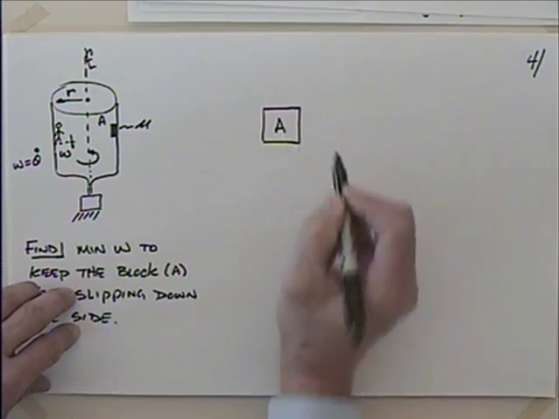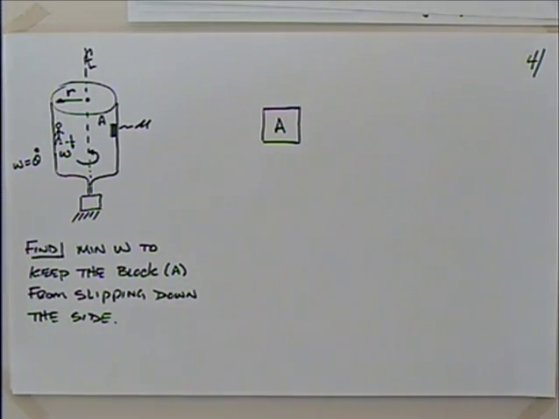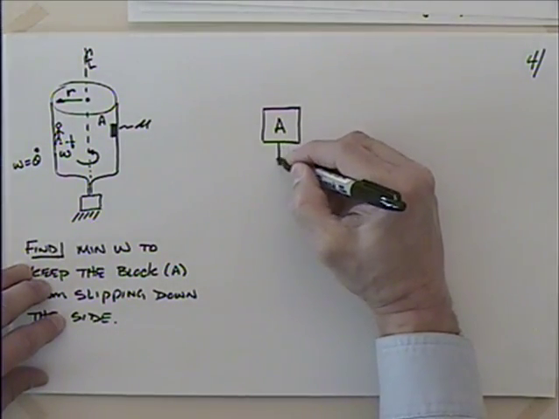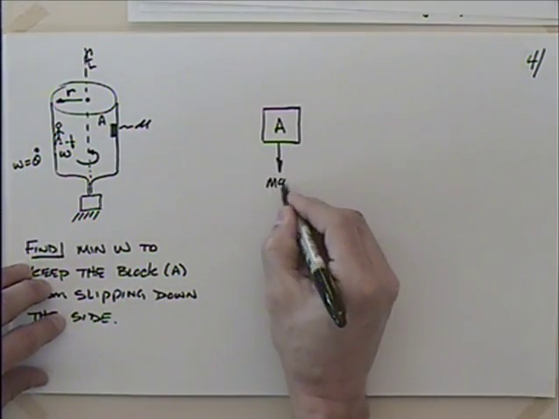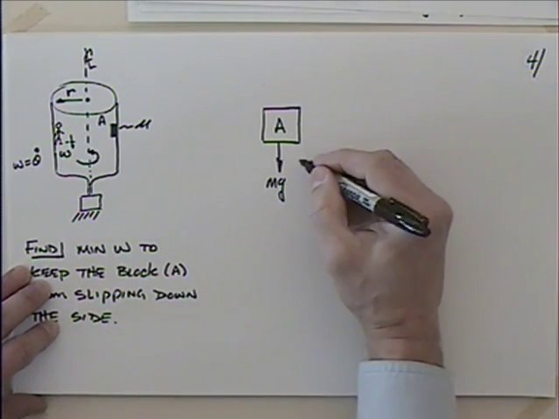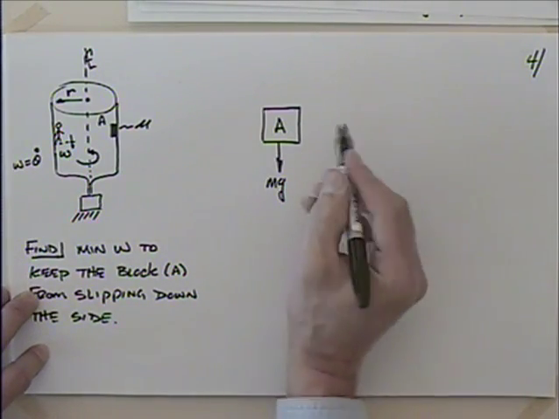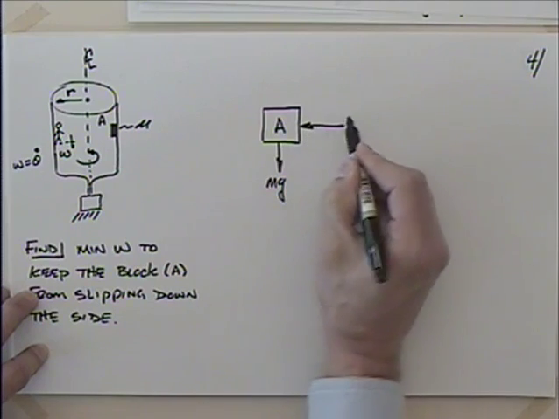So that's block A, or that's what you look like in the machine if you were to be approximated as a block. Okay, what forces do we have here? Well, you certainly have your weight, don't you? mg acting down, and you have the normal force here.